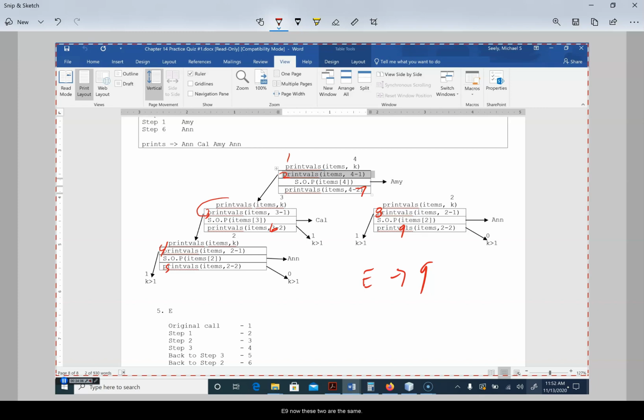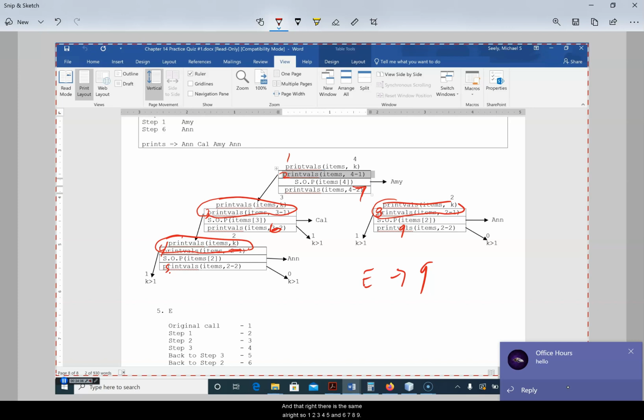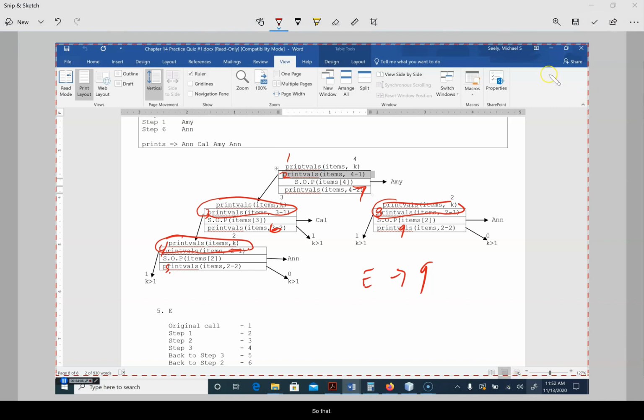Now, these two are the same. The reason why this is 1 and this is 2 is because this 2 is inside here, okay? These are really just the same, okay? And that right there is the same, all right? So 1, 2, 3, 4, 5, then 6, 7, 8, 9. Okay, so that is 5, which is E.